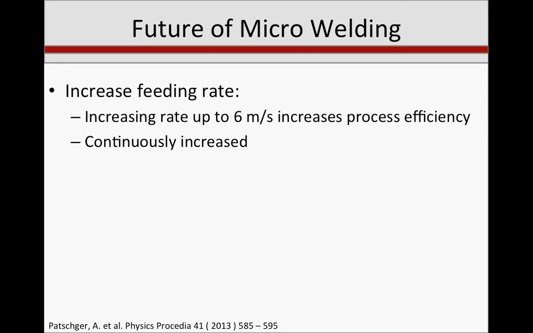This increase in the Peclet number can be obtained through 3 different methods. One is to increase the feeding rate. Increasing the rate up to a rate of 6 meters per second increases the process efficiency continuously up to this limit.